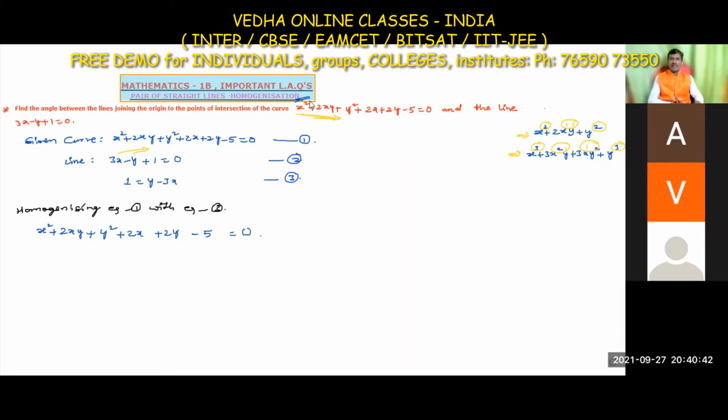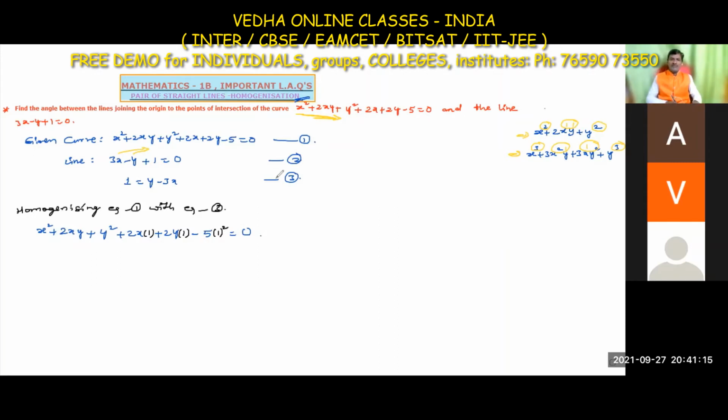I have written this same as it is, but whenever we compare the powers: x power 2, 2xy means x power 1, y power 1, y power 2. But x power 1 here, we need one more power, so I am multiplying by 1. Here also we need one more power, so I multiply by 1. Here only a constant we have, so I am multiplying by 1 square. Multiplying by 1 or 1 square, there is no change in the value.